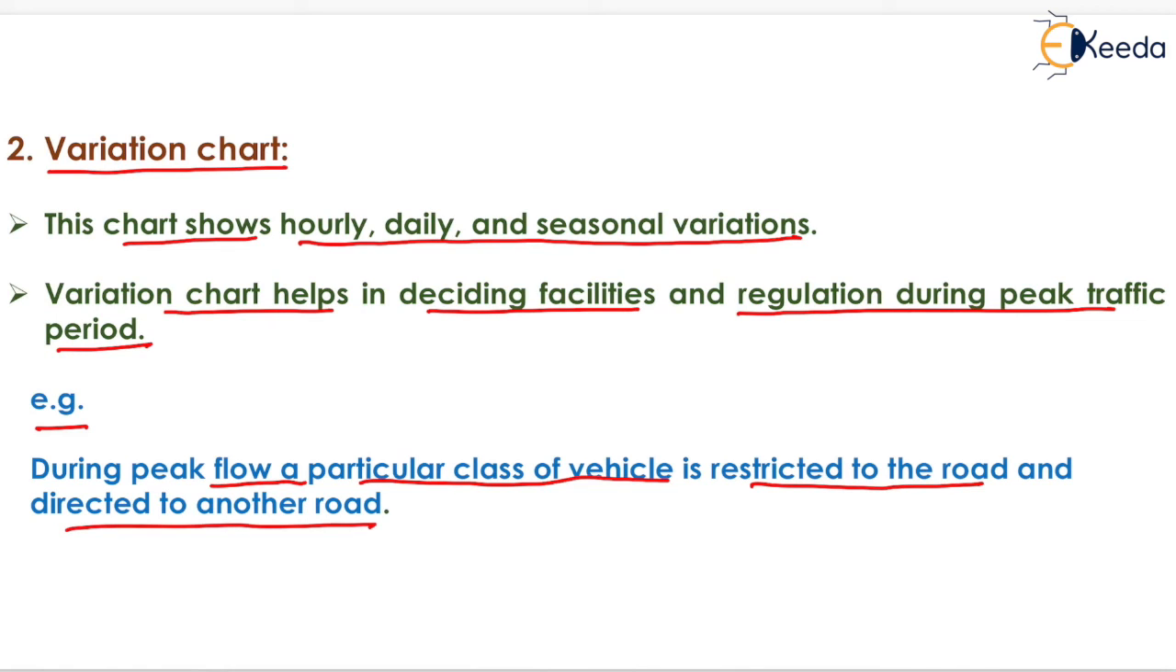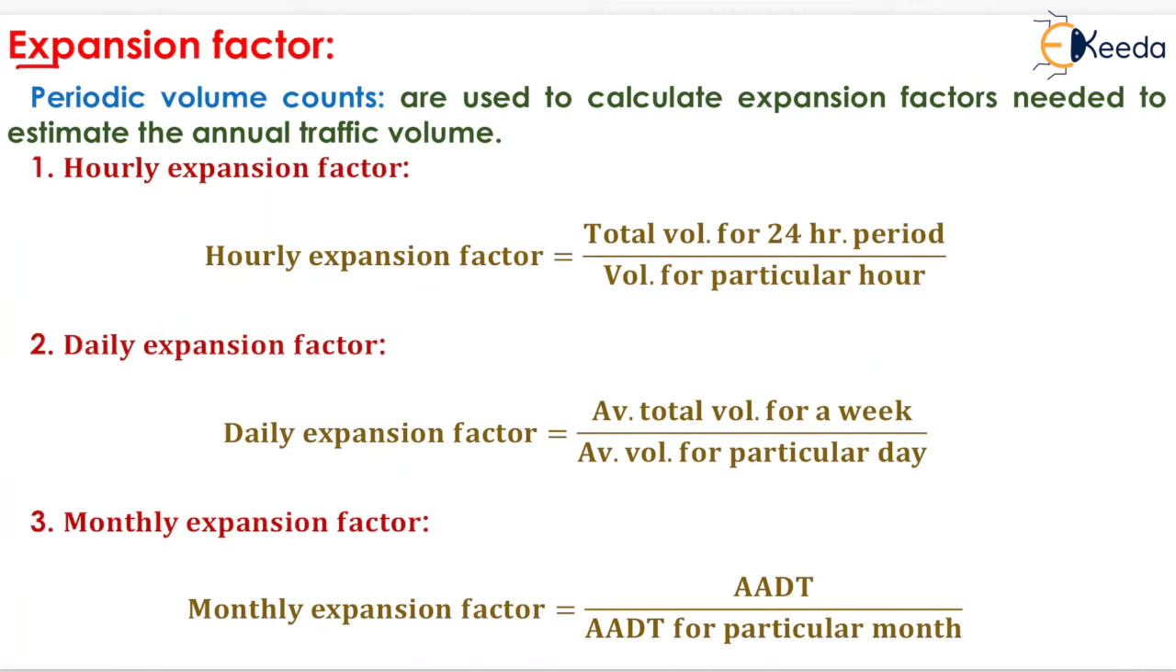We can take an example that between 12 am and 6 am, we allow trucks to move along a particular section of road, because during that time there will be very low traffic volume on that section. But as the traffic volume increases after 6 am, we don't allow the movement of heavy vehicles on that road. So the variation chart will help to restrict a particular class of vehicle on a particular section of road during peak flow time. Now the next topic is the expansion factor.